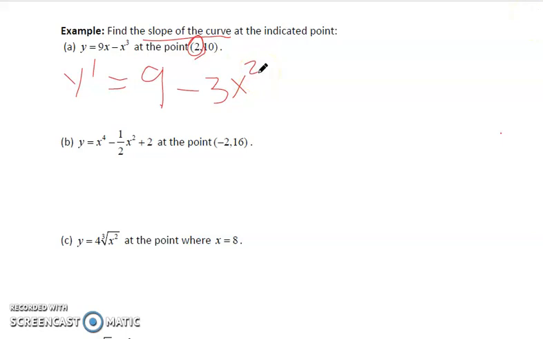So now what you need to do is you need to put in x equals 2 and y equals 10. But there's nowhere to put the y in this case. So don't worry about the y. That doesn't go in, not now. Later on, you'll see some derivatives where you will have to put in the y.